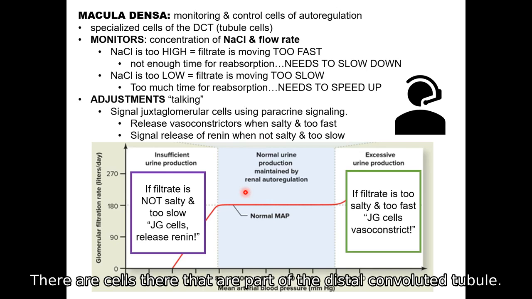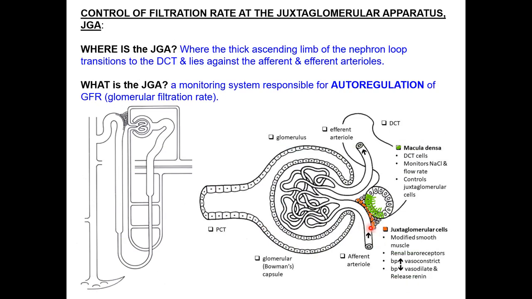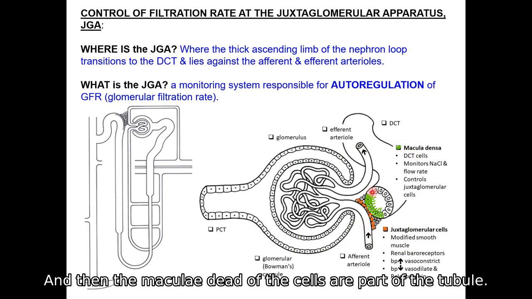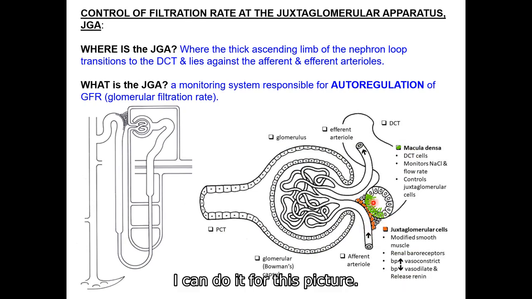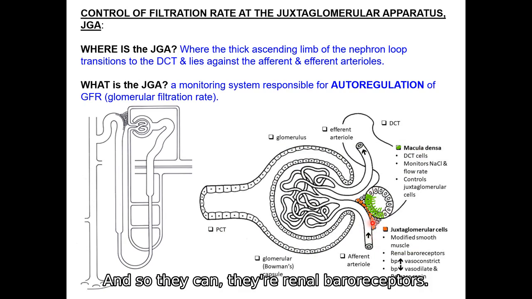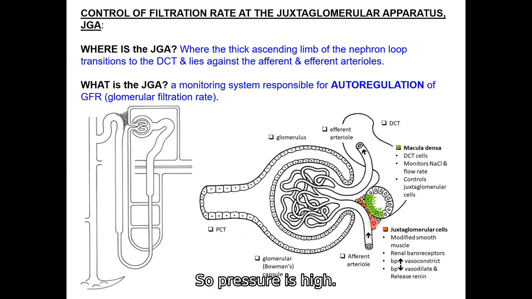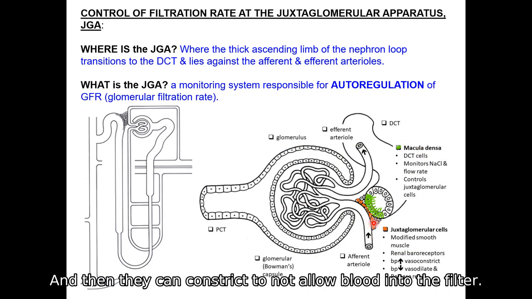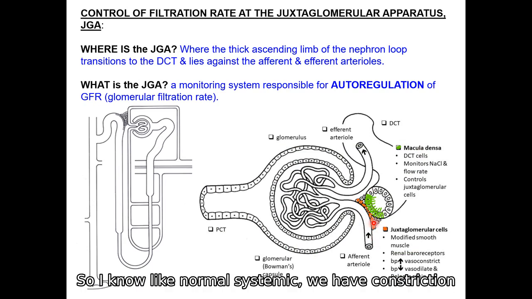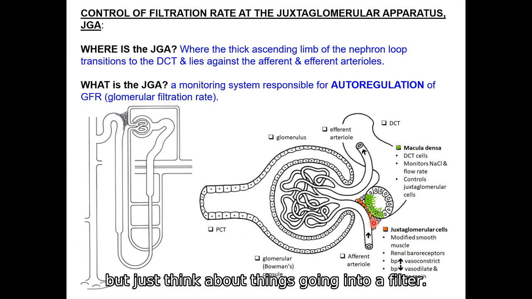All right, so what happens, there are cells there that are part of the distal convoluted tubule. So sorry, right here. These are going to be the juxtaglomerular cells. And then the macula densa cells are part of the tubule. I can do it from this picture. So the juxtaglomerular cells, they're part of the wall of the arteriole, and so they're renal baroreceptors. So when they get stretched, that means pressure is high. Okay, so if pressure is high, they can automatically relax, and then they can constrict to not allow blood into the filter. Okay, so I know like normal systemic, we have constriction that raises blood pressure, but just think about things going into a filter.